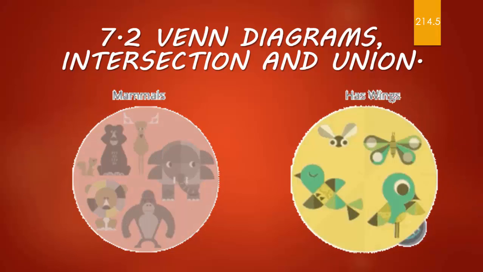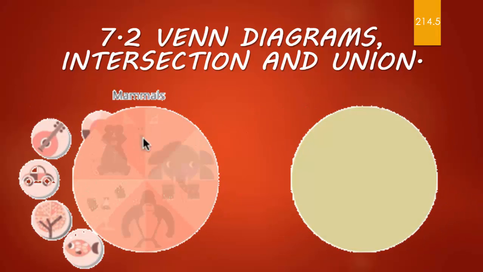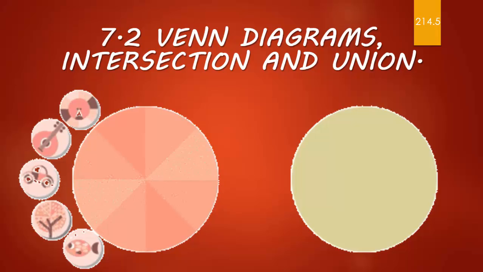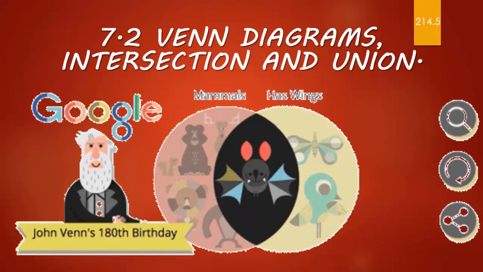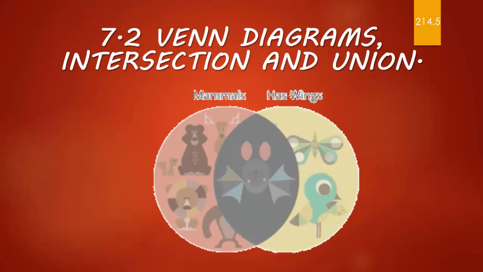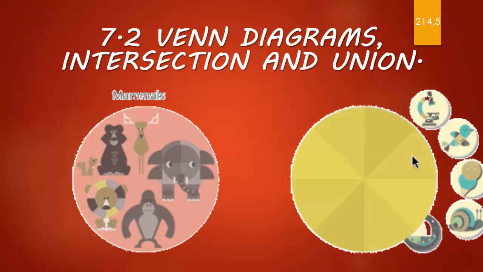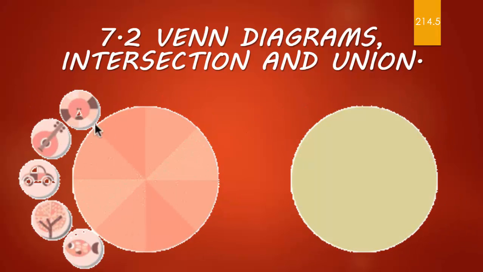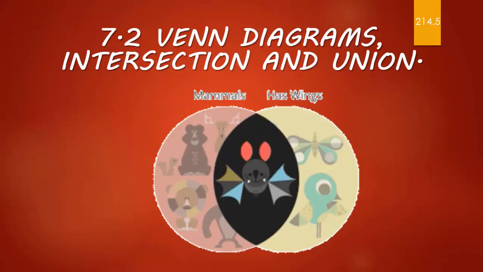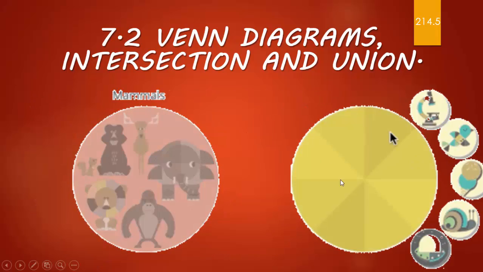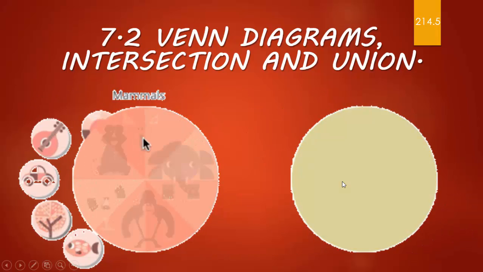Hello, everybody. Welcome to Chapter 7.2, Venn Diagrams, Intersection, and Union. In this section, 7.2, we're going to extend our understanding of sets a little bit further by learning about Venn diagrams. Some of you may have seen or heard of these before, and some of you may not. If you haven't, that's okay, because we're going to learn about them now. So let's look at a little example.